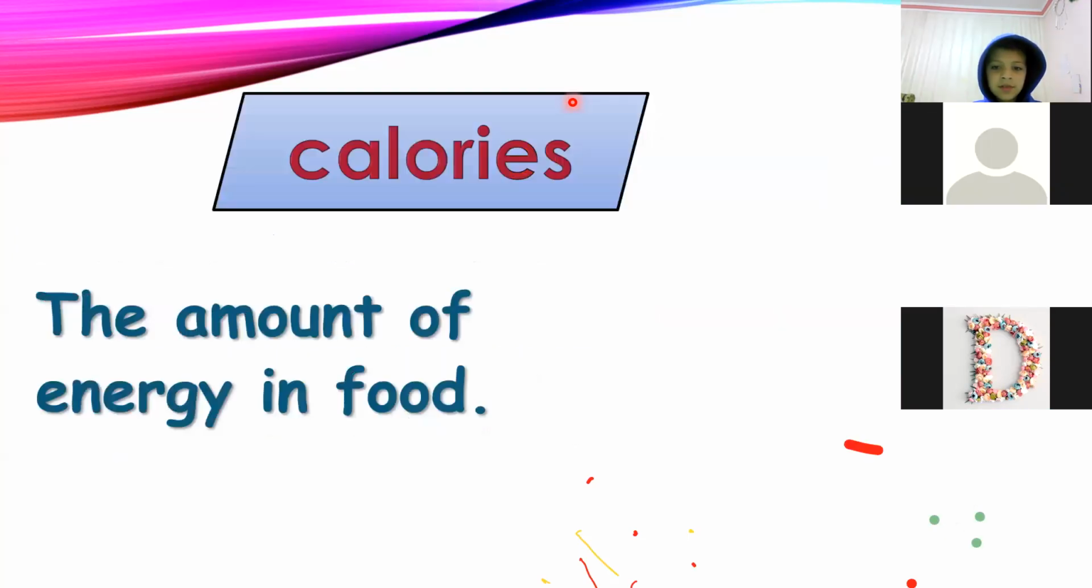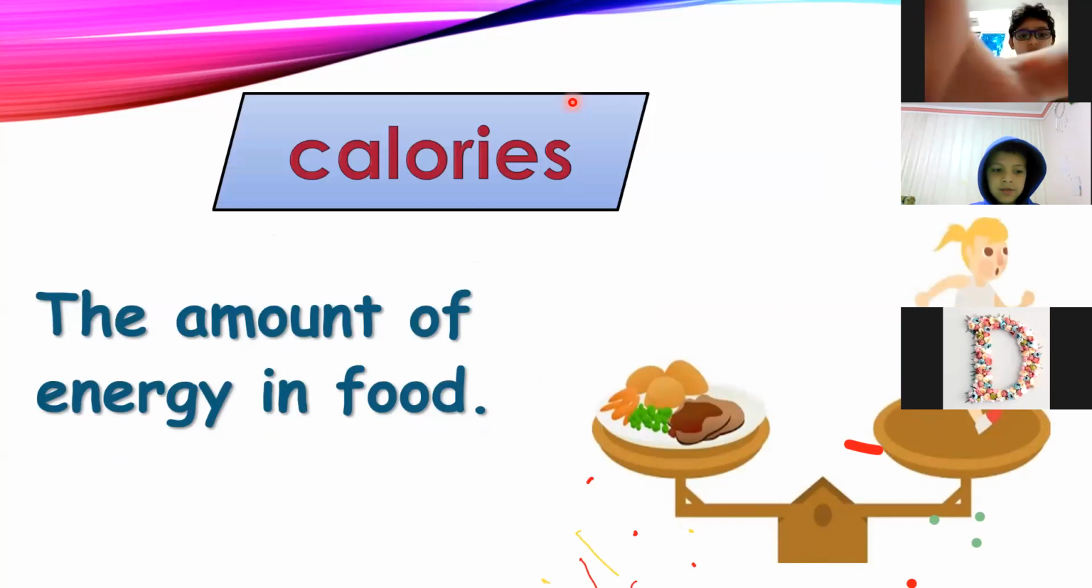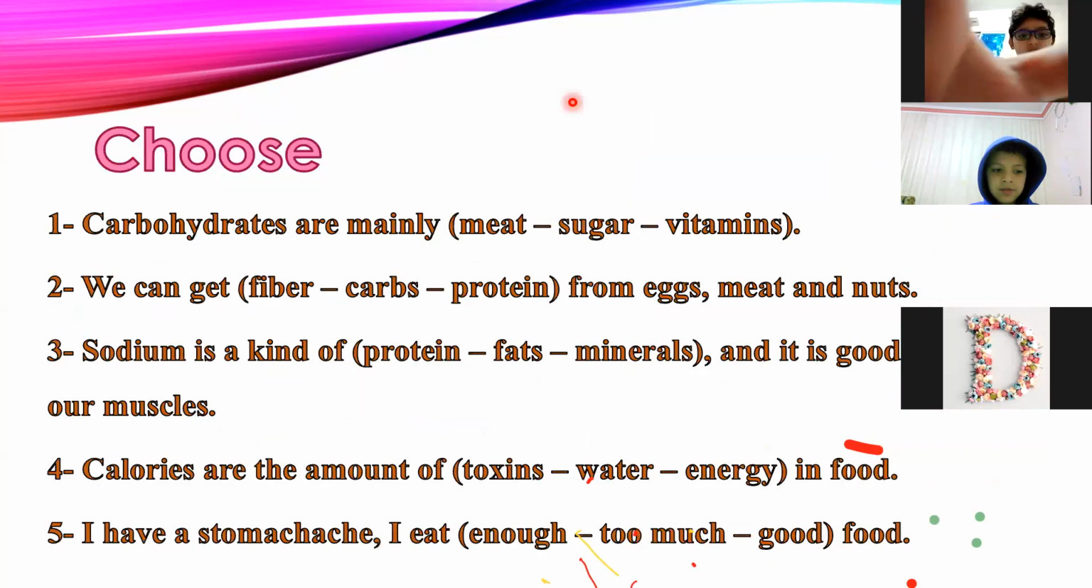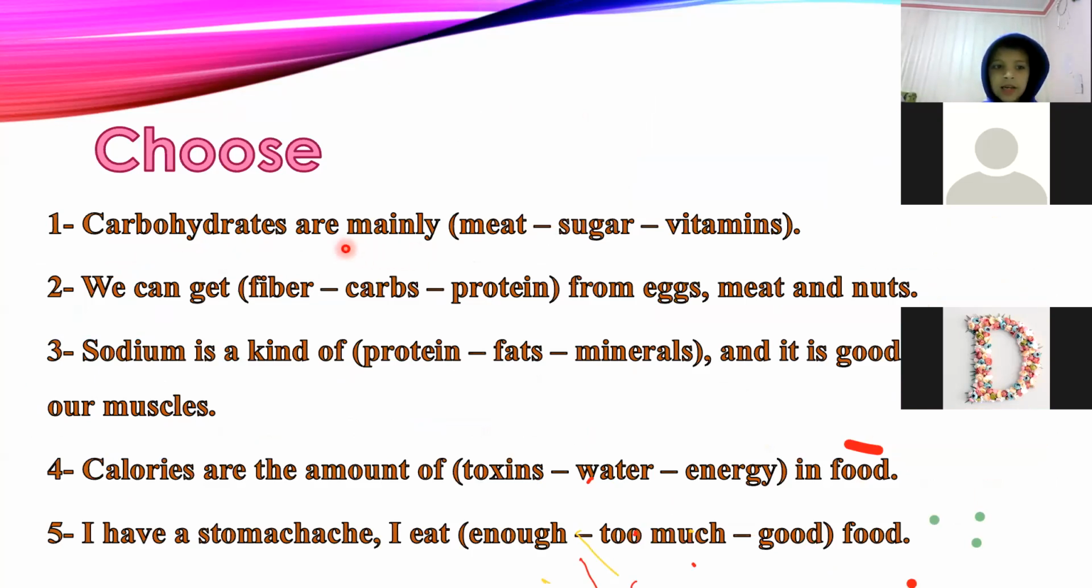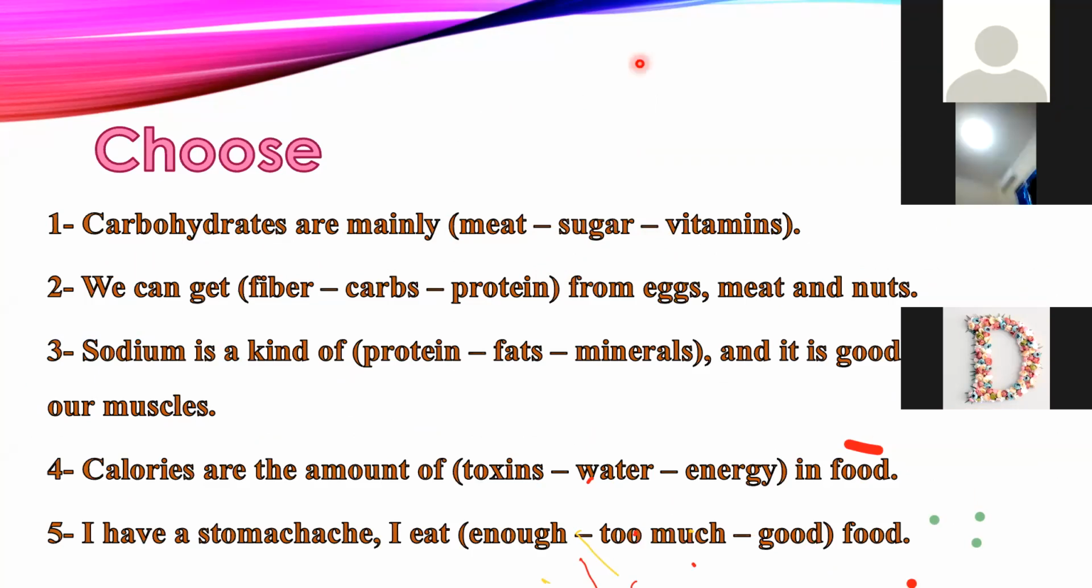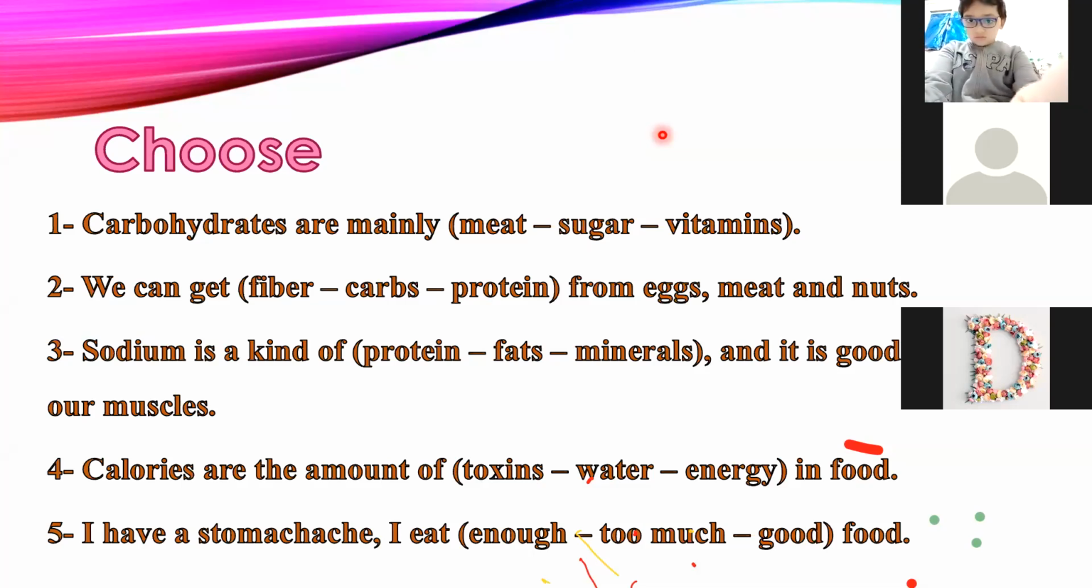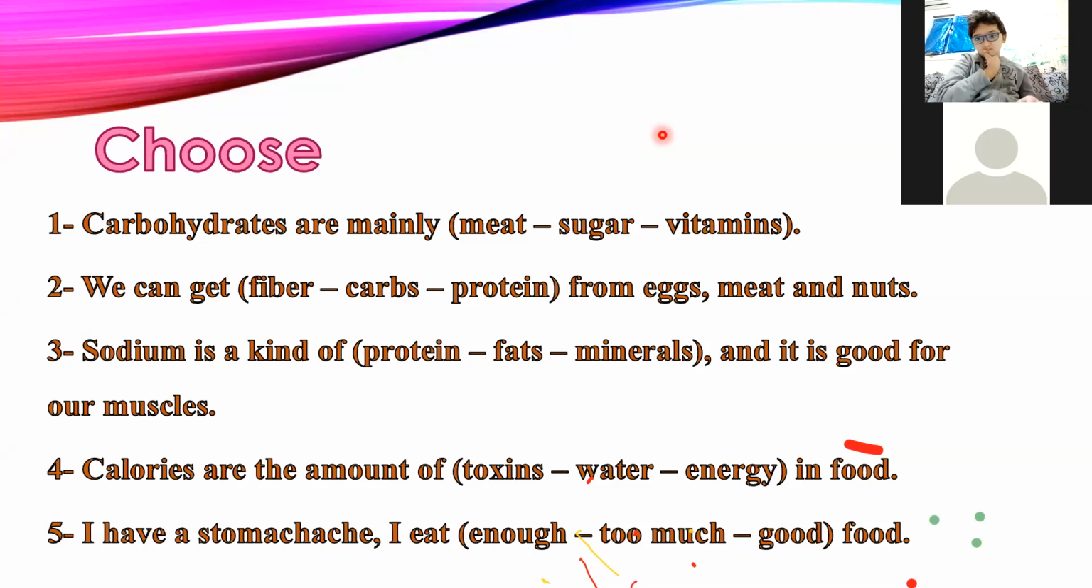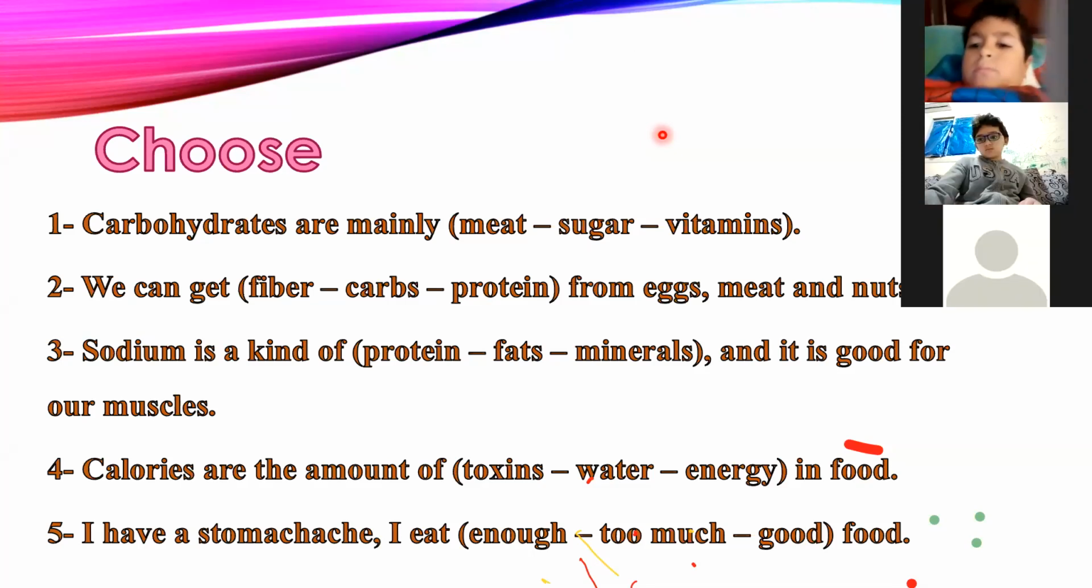If you have the sheet, try to answer with me. Get out your sheet if you have it in your hands. If you don't have the sheet, answer with me on the screen. Number one, carbohydrates are mainly what? Meat, sugar, vitamins. Who can answer?